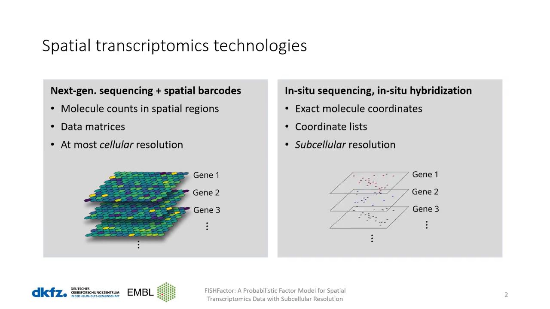Techniques in the second group are based on in situ sequencing or in situ hybridization. They provide exact spatial coordinates of individual RNA molecules, thereby generating coordinate lists with gene labels. Because of the high resolution, these techniques may be used to study subcellular gene expression patterns, which are essential to further advance the understanding of cell heterogeneity beyond the cellular level.